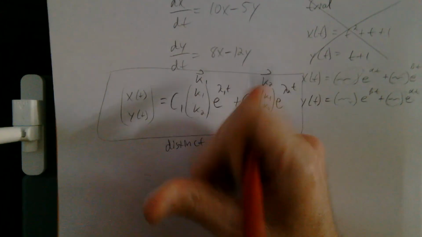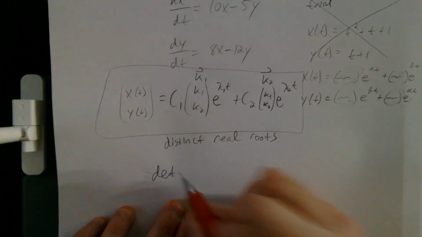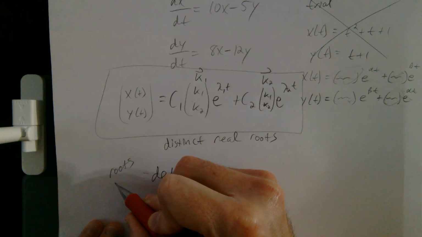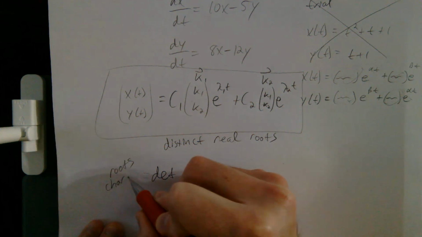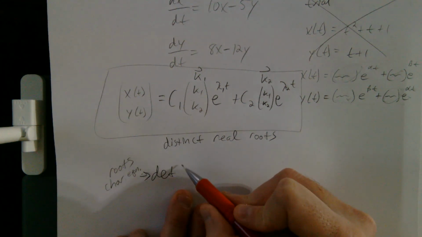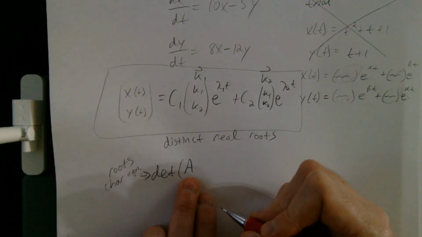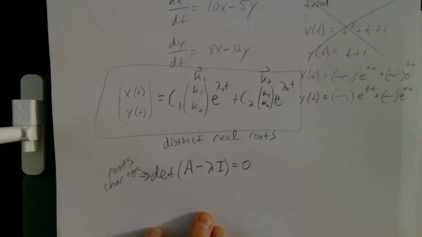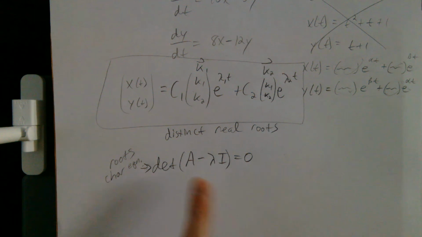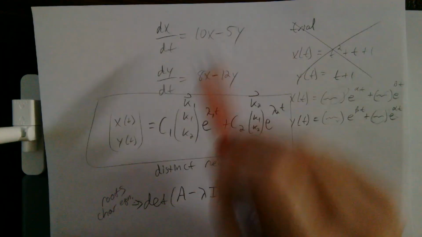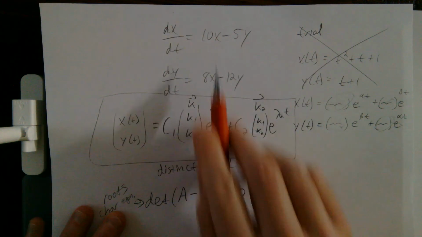So first we need to come up with our roots. And the roots come from the roots of the characteristic equation, which come from the determinant of our A coefficient matrix minus lambda I, set equal to 0 and solve. This will give us a second order, or quadratic, equation. How does that look? Well, let's look at the coefficient matrix here.